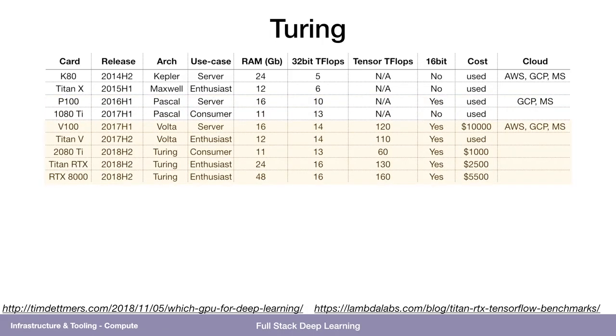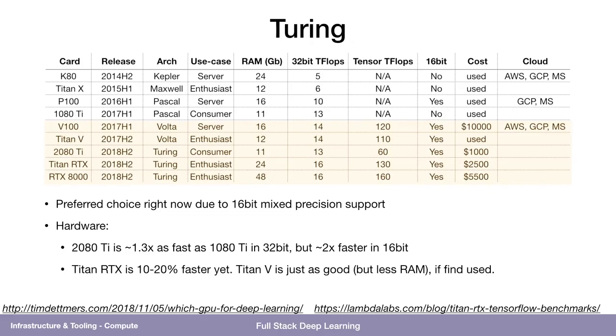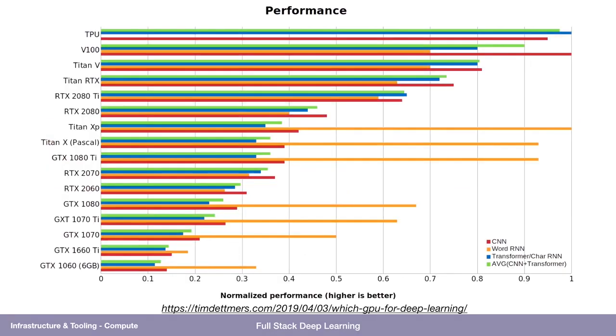And then Turing and Volta are the current architectures. So this is probably what we should be buying right now, mostly due to the 16-bit mixed precision support. And obviously, the clock is faster. Everything is a little better. The hardware, 2080 Ti, is like 1.3 times as fast as 1080 Ti. But if you switch it into 16-bit mode, it's actually twice as fast. So that's nice. And then Titan RTX and Titan V are both 20% faster than that. And then in the cloud, the V100 is the fastest you can do right now.